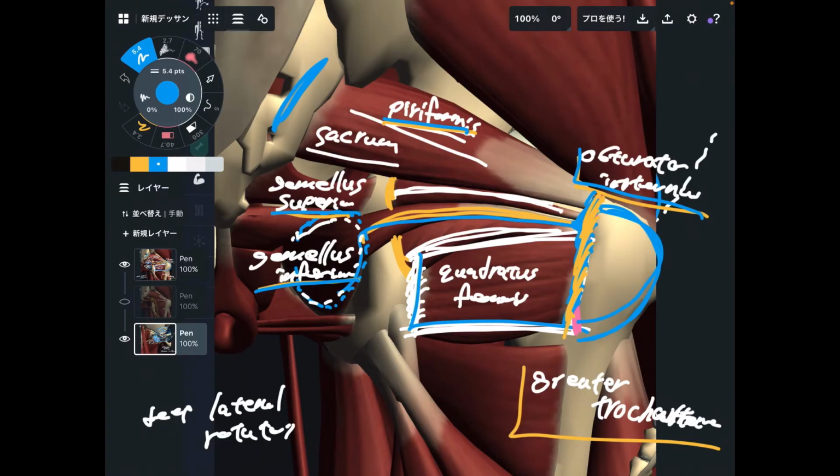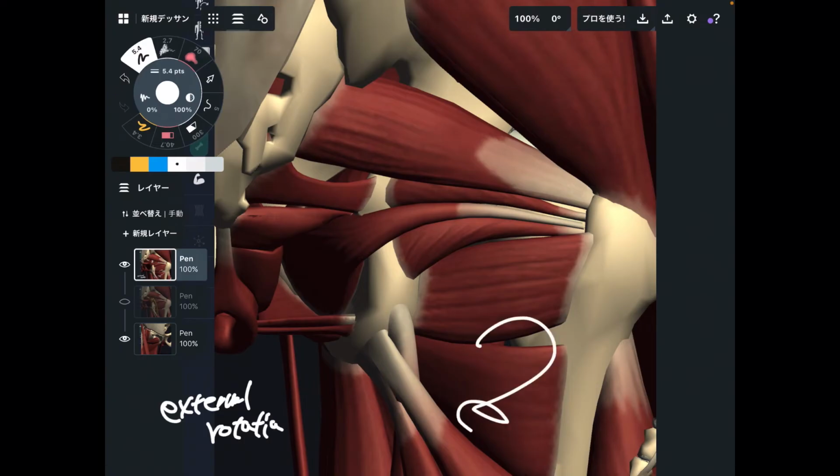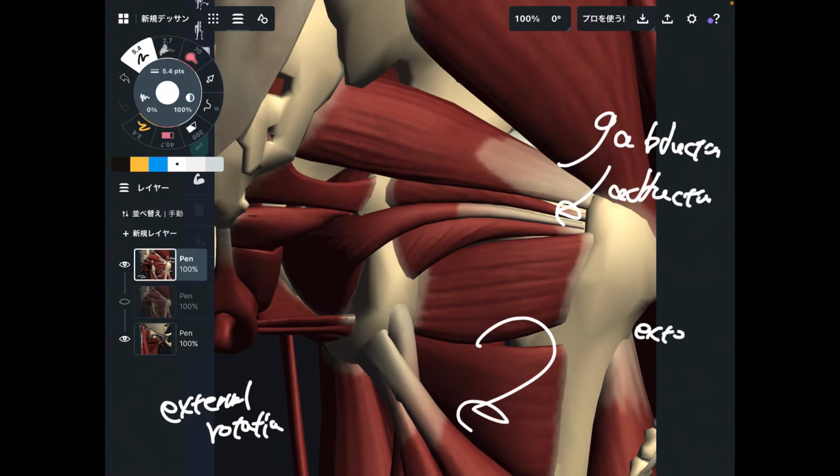There are 6 muscles in this group. Now let me explain their function. Alright, function of deep lateral rotators. What is function of deep lateral rotators? It's easy. It's external rotation. External rotation, deep lateral rotator. It's simple, right? This is basic function. Some muscles can do abduction. Some muscles do adduction. And some muscles can do extension.